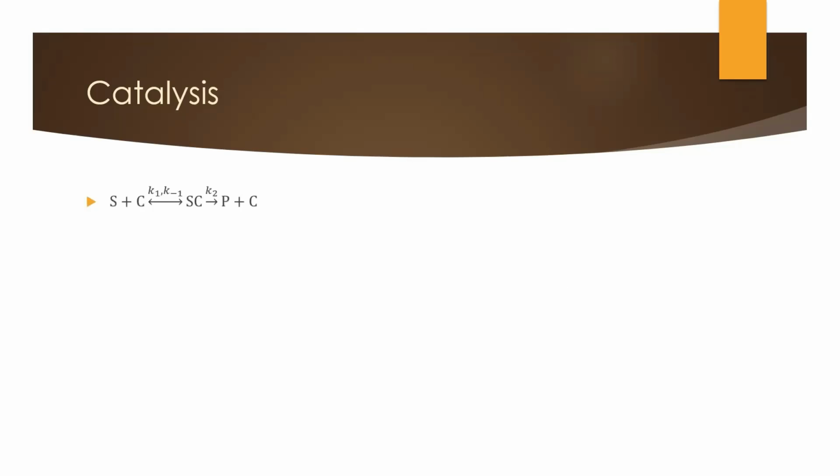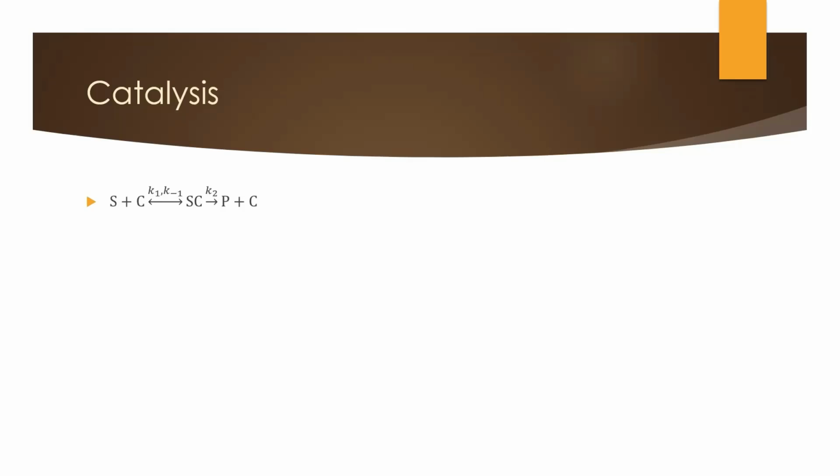We can set up a reaction scheme for this, and this is basically the exact same scheme that we just had for our pre-equilibrium approximation. We have S plus C in equilibrium with a substrate catalyst complex, and then that forms a product and releases the catalyst unchanged.